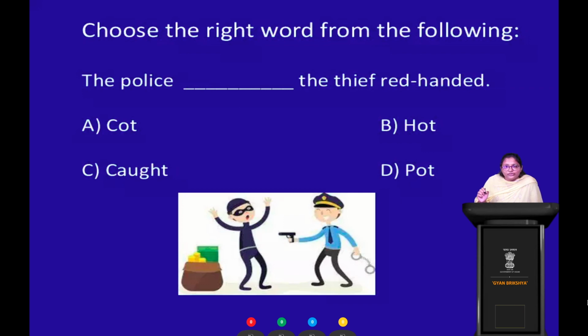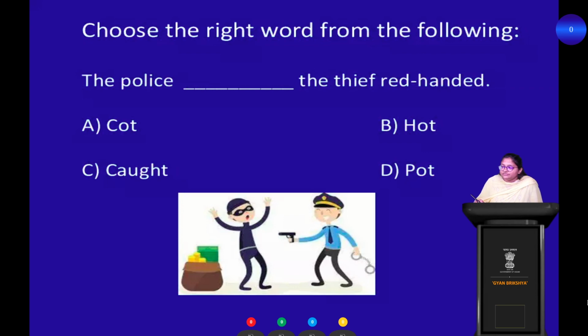So you understood the question? Your time starts now. Give me your responses. The police dash the thief red-handed, right? Go ahead and give me your responses. Which option do you think is the correct option here?